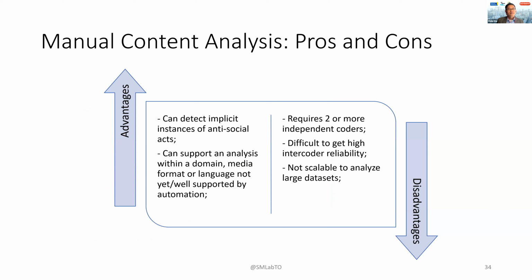So here are some of the advantages and the disadvantages of manual content analysis. The advantage is that it can detect implicit instances of antisocial acts and can support an analysis within a domain, media format, or language not yet well supported by automation. But there are disadvantages too. It requires two or more independent coders. It's difficult to get higher intercoder reliability, and it's not scalable to analyze large data sets.